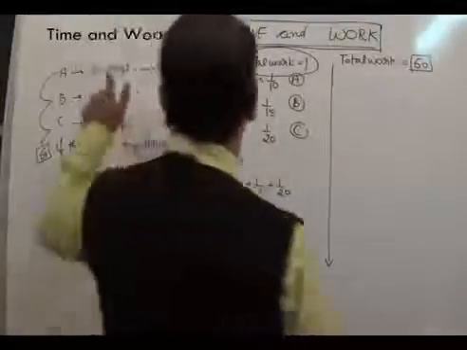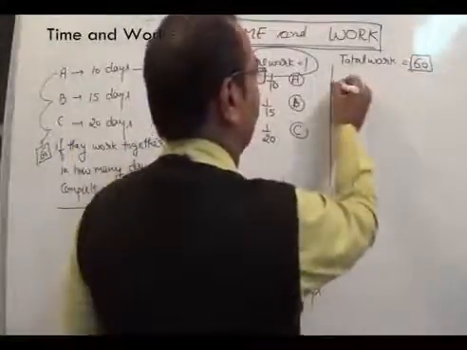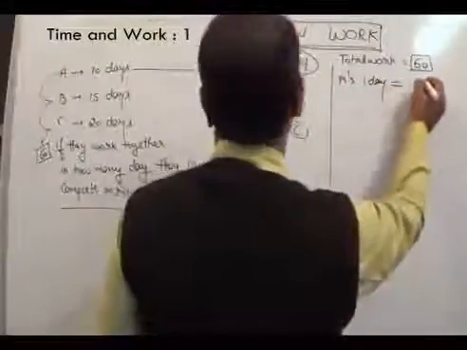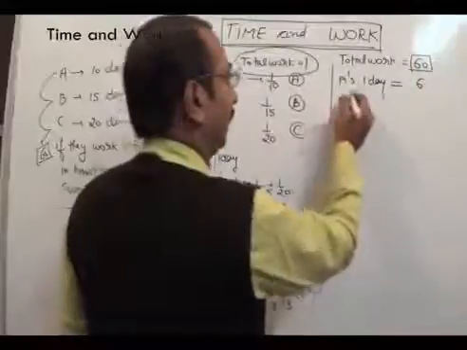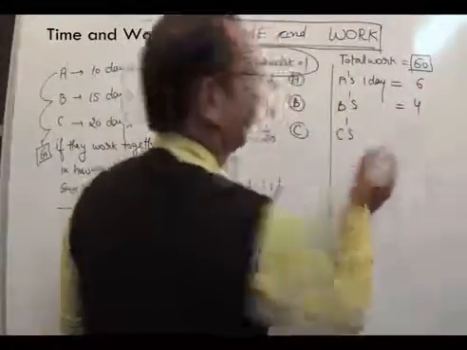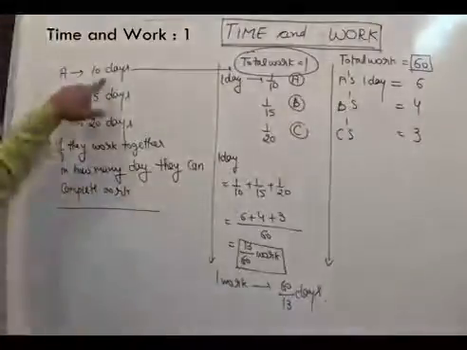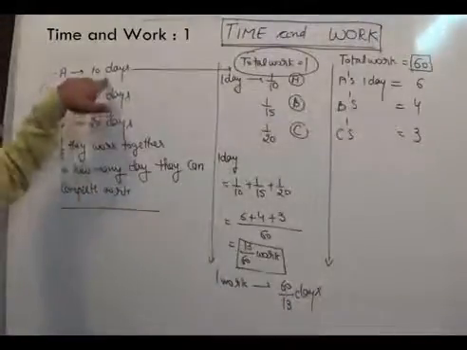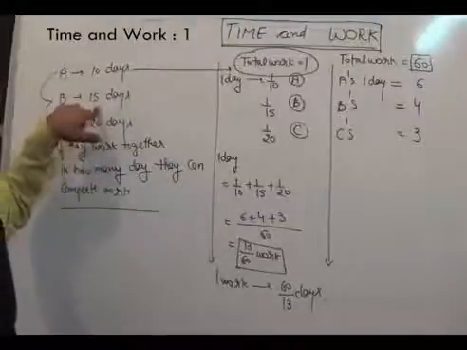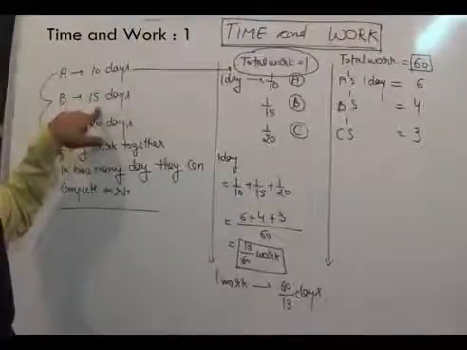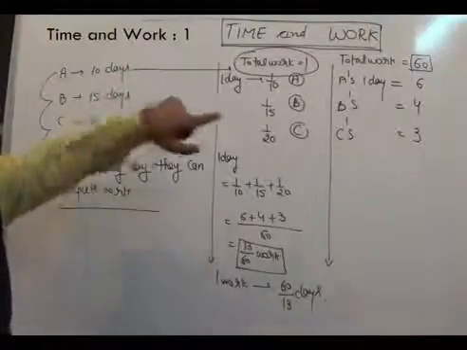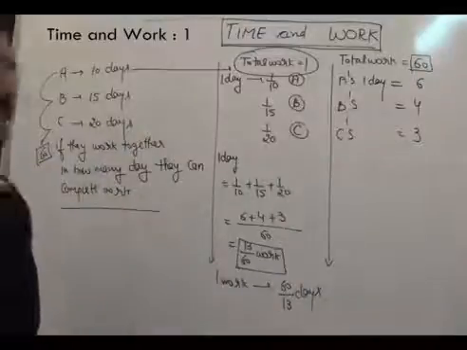Now if A can do 60 work in 10 days, A's one day work is equal to 6. B's one day work is equal to 4. And C's one day work is equal to 3. Means A can do 60 work in 10 days. In one day how much will he work? 6. B can do 60 work in 15 days. How much work will he do in one day? 4. C, 20 days, 60 work. It means in one day he will do 3 work.